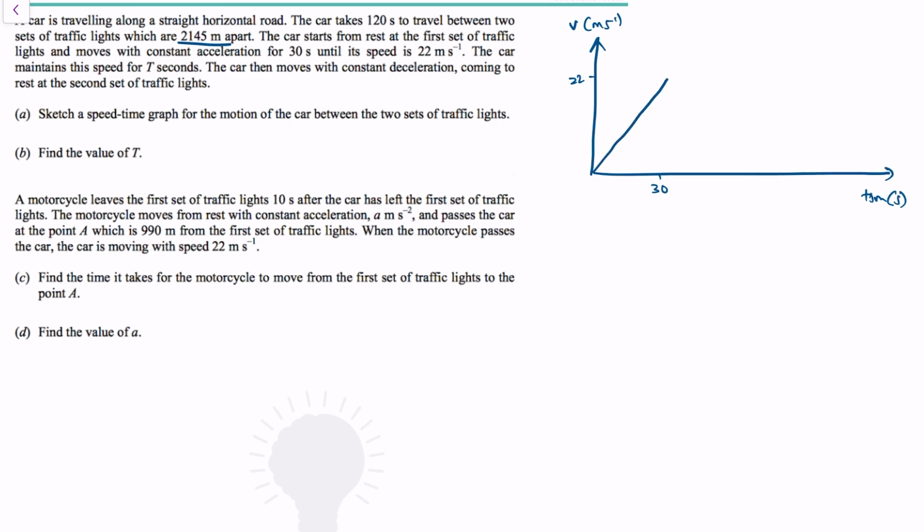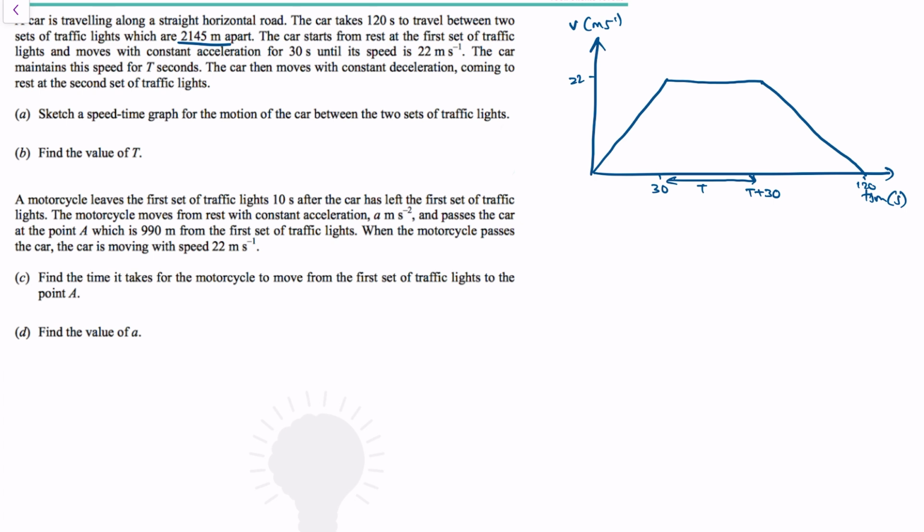And the car maintains a speed for t seconds. So that means the same speed for t seconds. So this must be t plus 30. And then it moves with constant deceleration all the way up to there. We were given the fact that the car takes 120 seconds to move between the lights, so this is 120. Okay, so that's it. We've done the sketching.